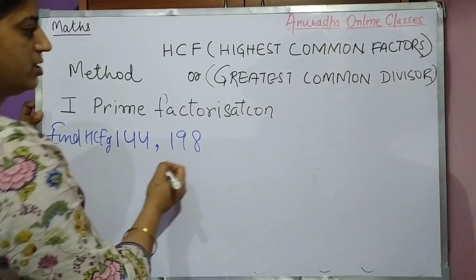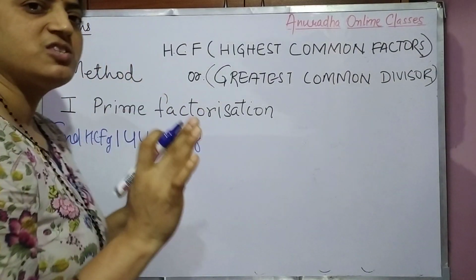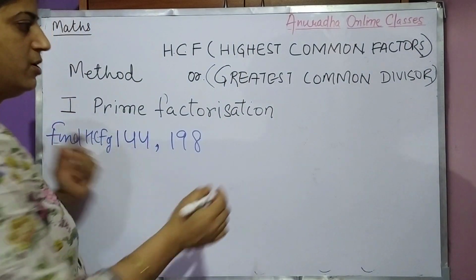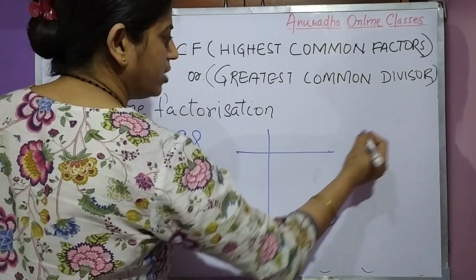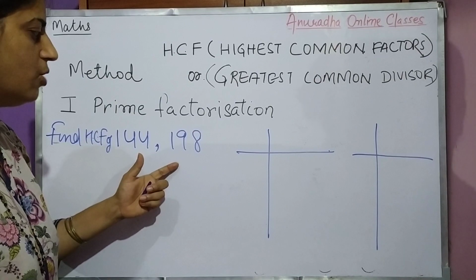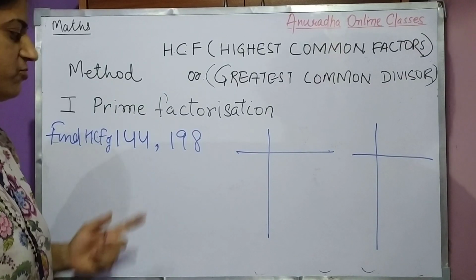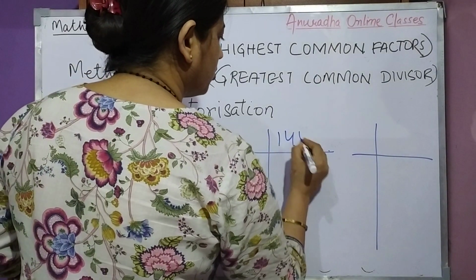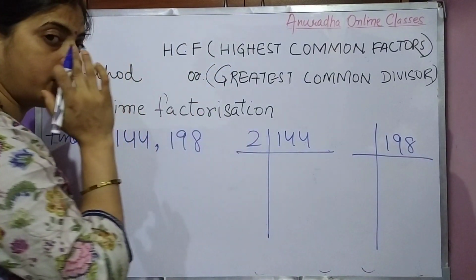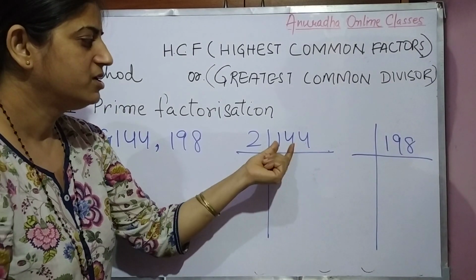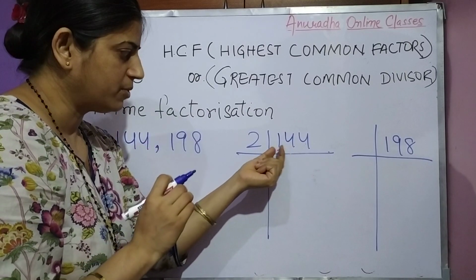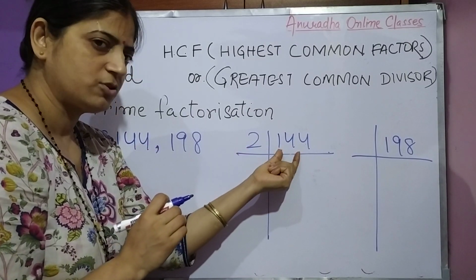Now how will you do it? See, prime factorization means we need prime factors of this number and this number. So separately you have to find the factors of both. So 144 and 198 I have written here. Earlier also I told you, don't start from 1, 1 is a very small number, it will not go with this. We have to take the number 2.